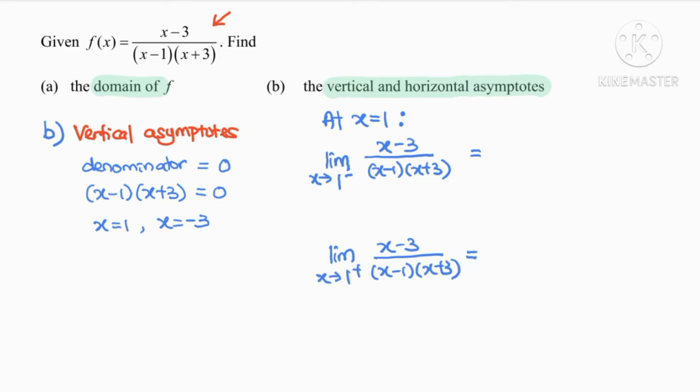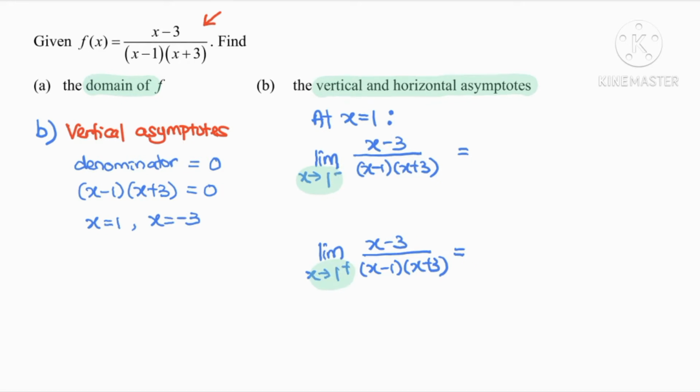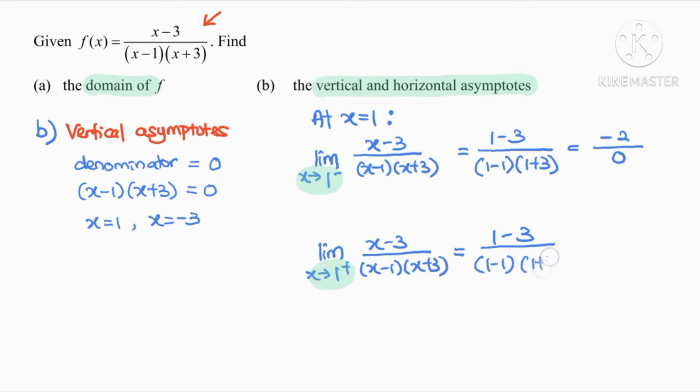Let us find it by using direct substitution. We are going to substitute x with 1 into the function. So we have (1 minus 3) over (1 minus 1)(1 plus 3). So this is equal to negative 2 over 0. Another one, we have the same thing, which is equal to negative 2 over 0. Now, we are going to substitute values that are close to 1 from both sides.